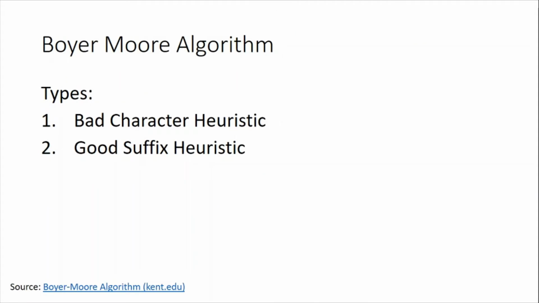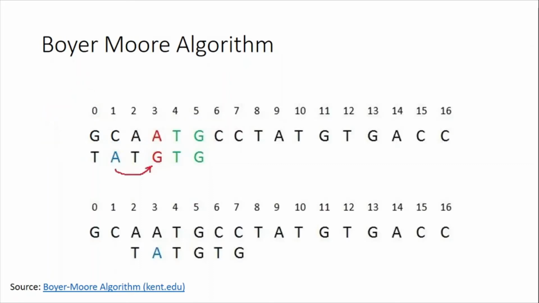Next we have the Boyer-Moore algorithm. Now there are two types of this algorithm: the bad character heuristic and the good suffix heuristic. In our case, we will only be discussing the bad character heuristic. This algorithm functions by comparing the pattern with the original string, but this time from the suffixes. It starts from the suffixes and goes back and compares until there's a mismatch.